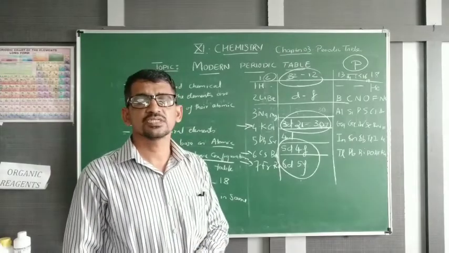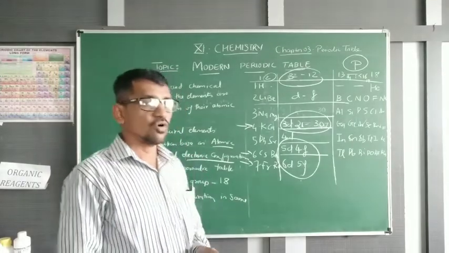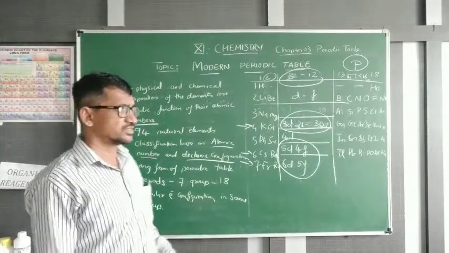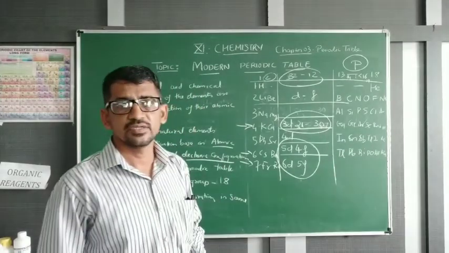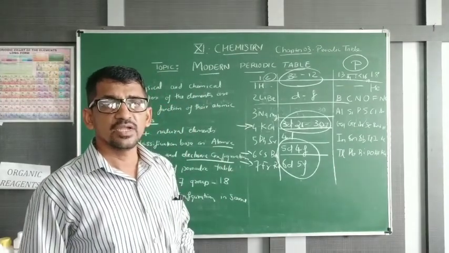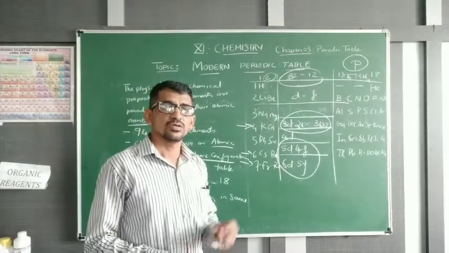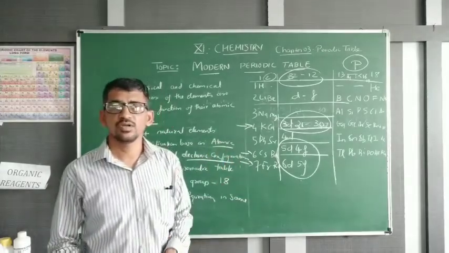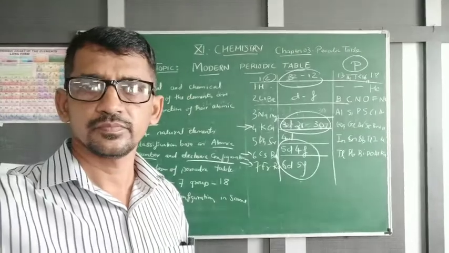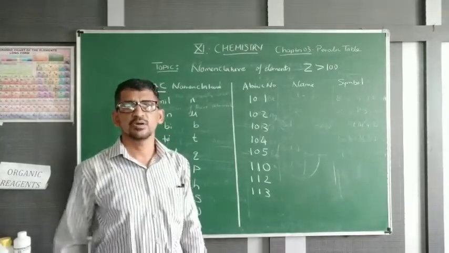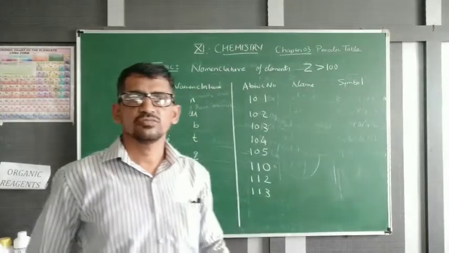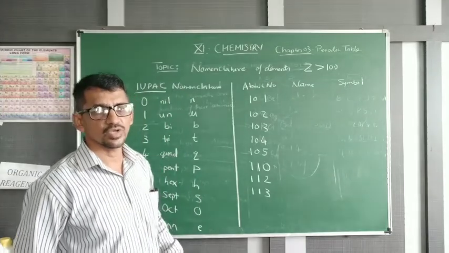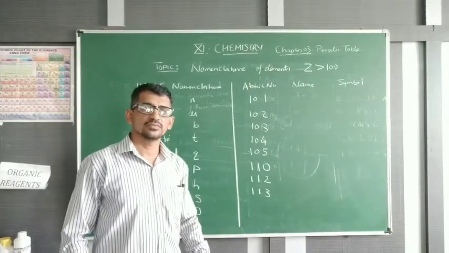In the next period we will discuss the nomenclature of remaining man-made elements. If elements are newly discovered, then a name is not given, but depending upon the modern nomenclature, a temporary name is given to that particular element. Second thing we discuss is how to do nomenclature of undiscovered elements, more than atomic number 100. So one by one we discuss.